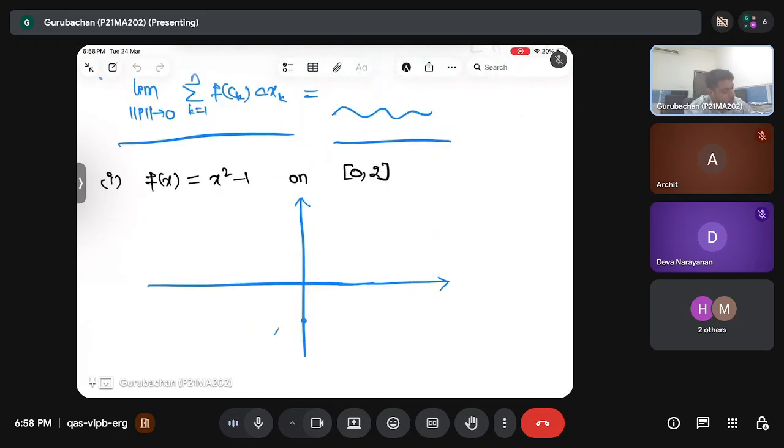So this will be 0 comma minus 1, and it will be 0 at 1, so it must cross this one. So this will be like this. I hope this will look like a parabola.